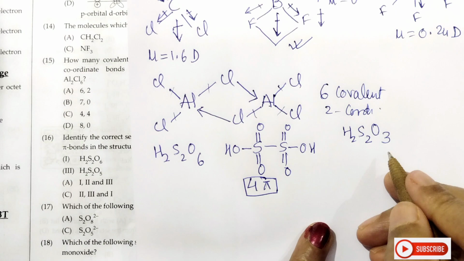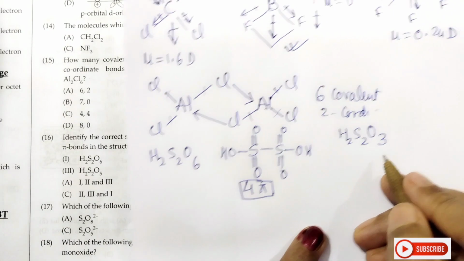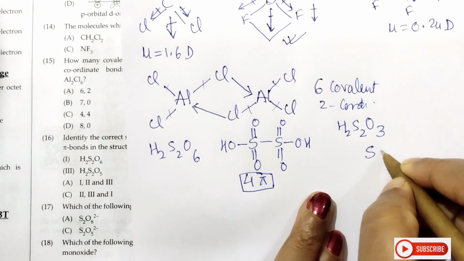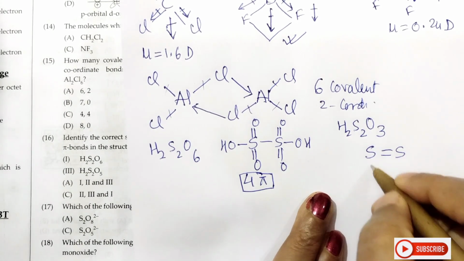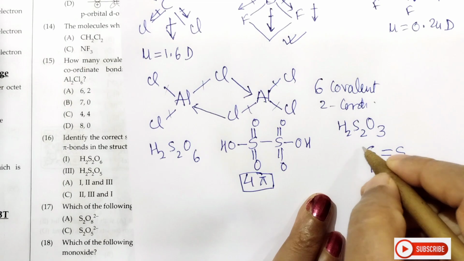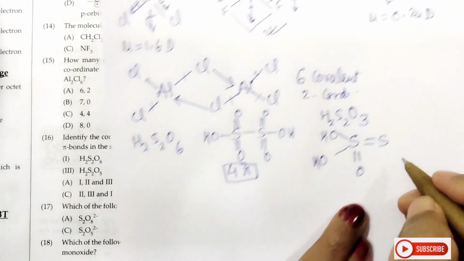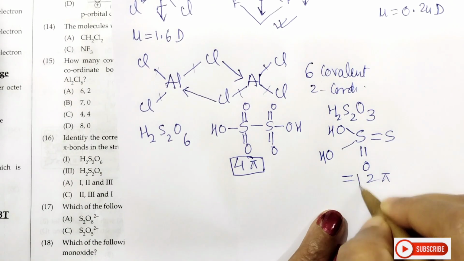H2S2O3, this is thiosulfuric acid, and therefore it will have a sulfur to sulfur double bond. So the structure here will be S, double bond S, double bonded oxygen and 2 OH attached to it. So this is the structure. So there are 2 pi bonds in this molecule.